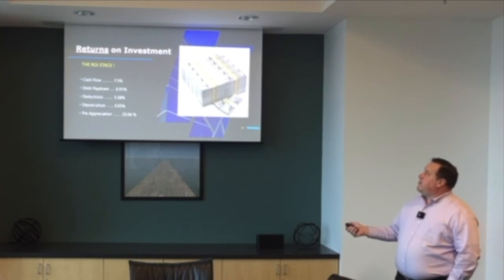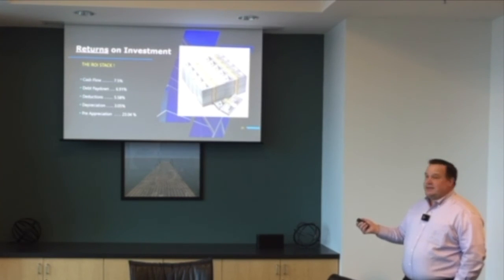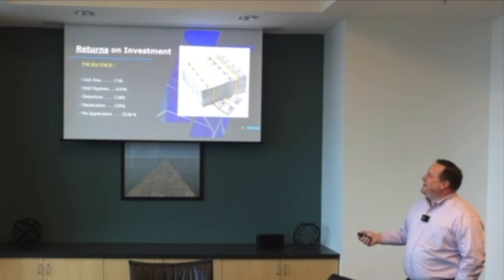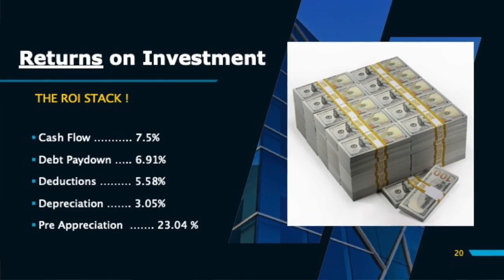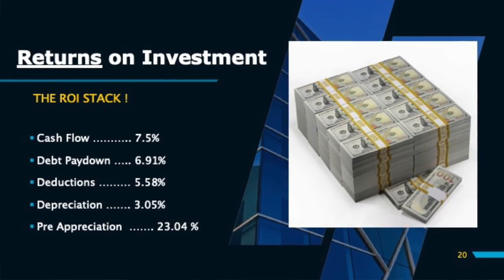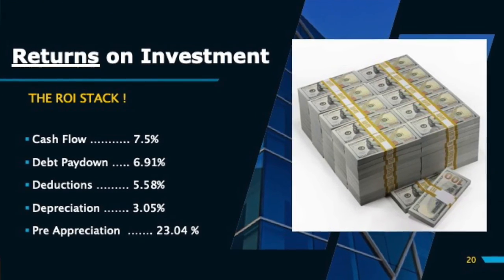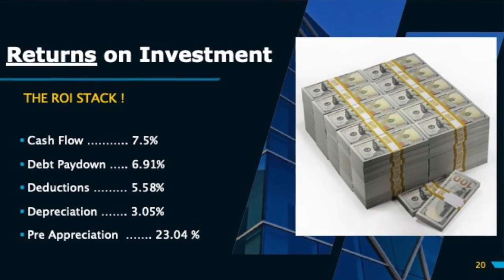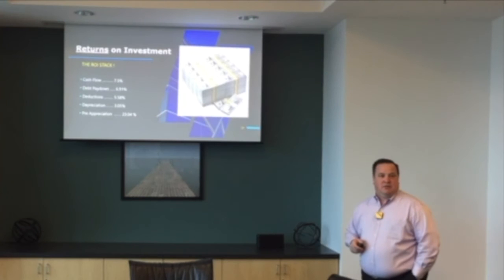All right, so here's my ROI stack. See this big one? By the way, that's supposed to be $1 million. I'm pretty sure it is. So that's what it looks like. So if you ever want to carry it, remember to bring a big suitcase. Okay? Won't go in a backpack most of the time. Cash flow, 7.5%. Debt paydown gave me 6.91. Deductions gave me another 5.58. Depreciation gave me 3.05. So even without adding in appreciation, which is the biggest one, I'm already at 23% with zero price appreciation. Everybody good with that?